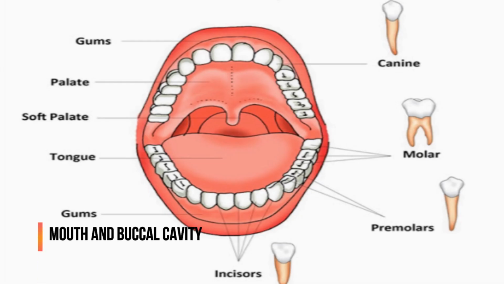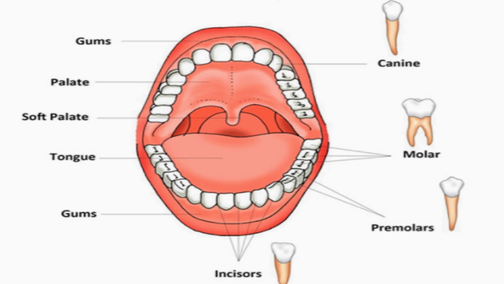Now here comes the mouth and the buccal cavity. This is the first chamber of the alimentary canal, and its opening is called the mouth. The buccal cavity is the space inside the mouth, and it is bordered by an upper and a lower lip. Lips help in sipping and sucking liquids and in closing the mouth opening during swallowing of food. You can notice that when you open and close your mouth, the lips are active.